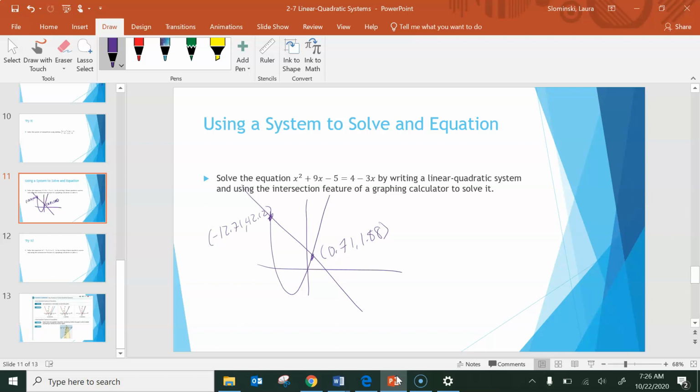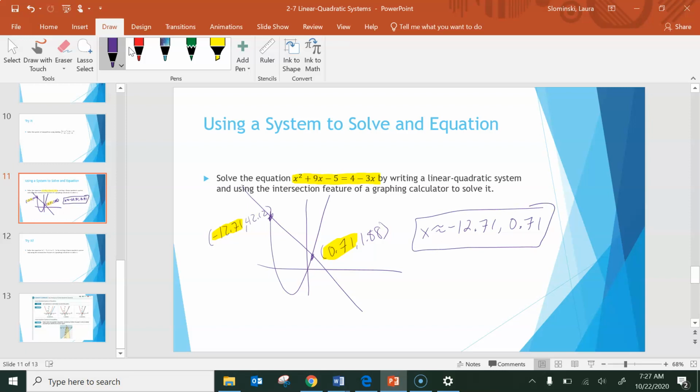Okay, but here's what we need to remember. The original problem was this. And in the original problem, I only have x's. There are not any y's. That means that my answers are just the x values. Okay, so I would say x, and we're going to use the approximately symbol, which is like a squiggly equal sign. We use approximately because it's not exact, negative 12.71, and my other answer would be 0.71. A lot of times Pearson will have you just type it in as 2 answers with a comma between it.